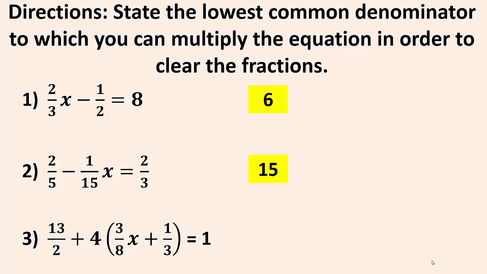2, 8, and 3. Well, 2 would go into 8, and 8 goes into 8, but 3 doesn't go into 8. So really we need an even common denominator that satisfies 8 and 3. Well, 8 times 3 is 24. And 24 is an even number, so that would be a common denominator for all three terms.